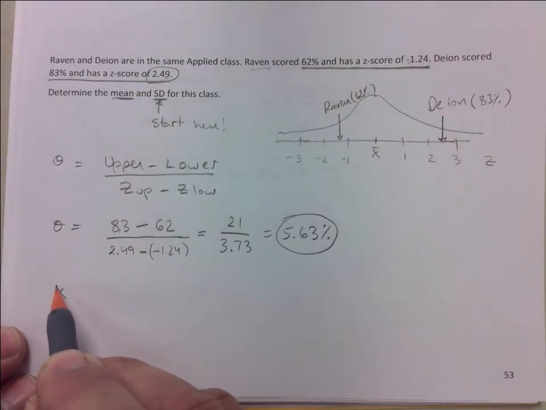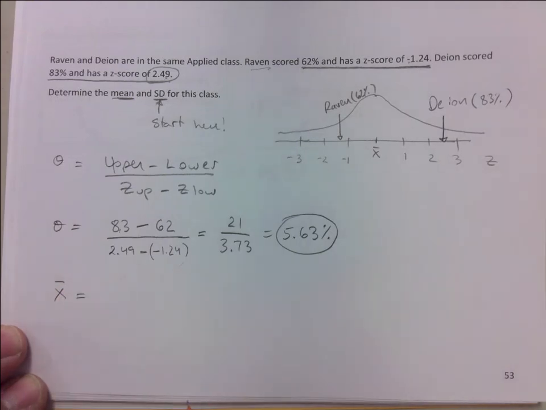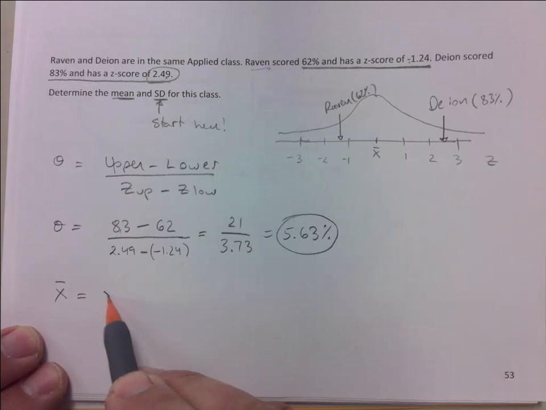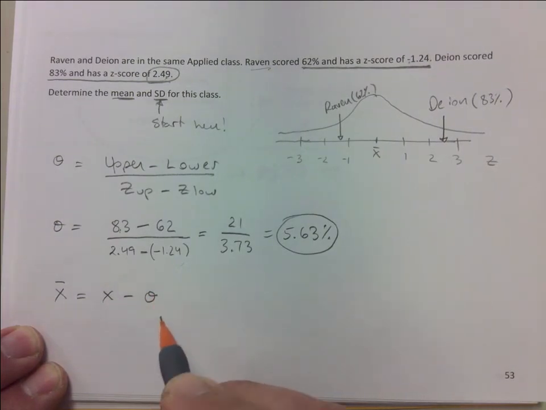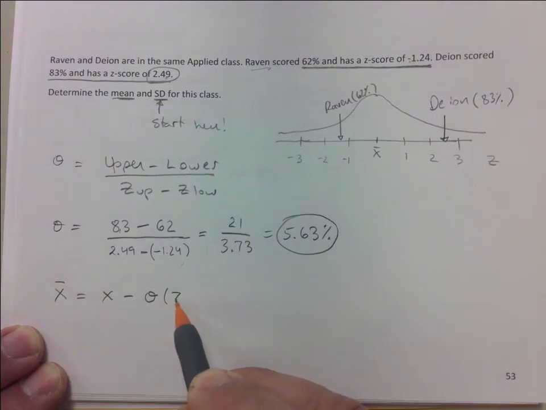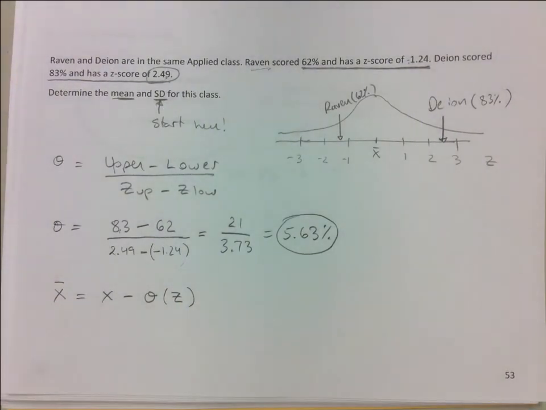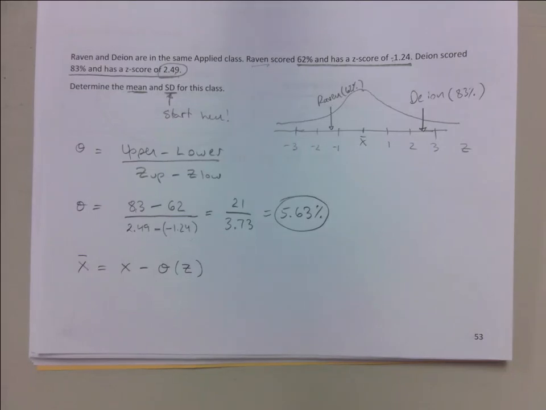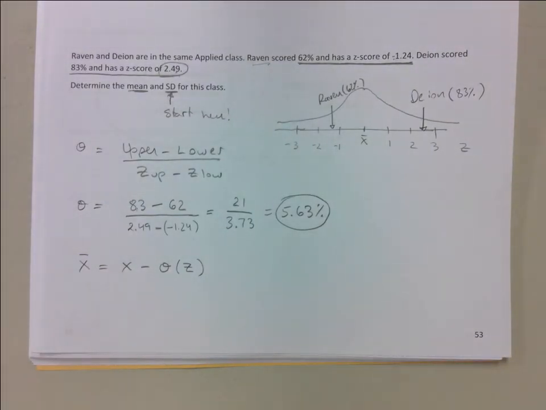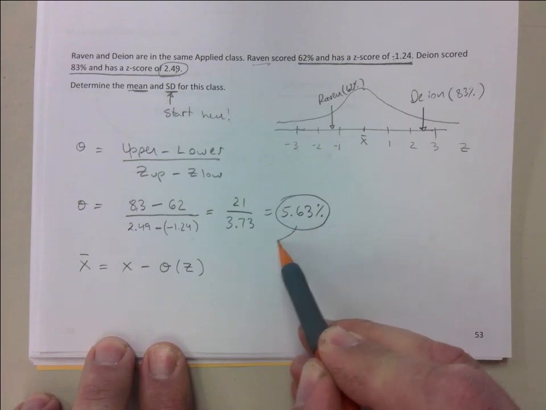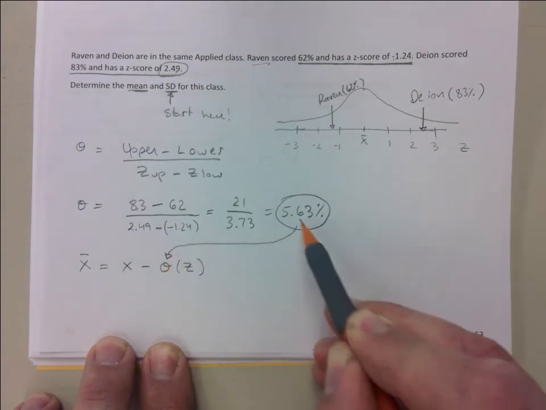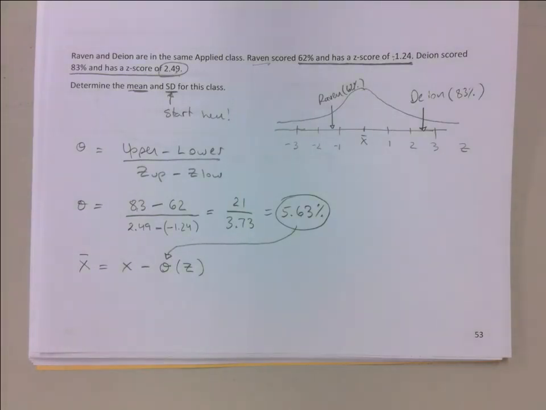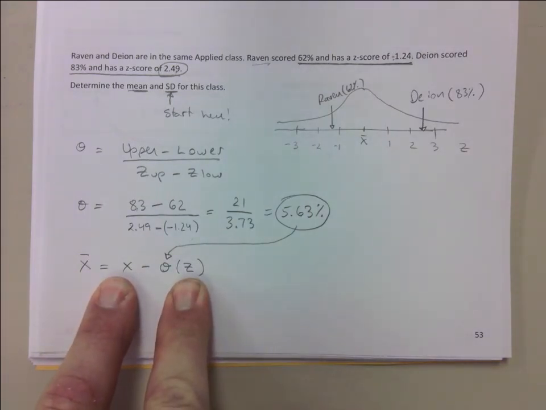Part number two is to find the mean. We use that other formula, which is x minus standard deviation times the z-score. And here you just have to be very careful. This one is non-negotiable, right? Once you get your answer, you put that in there. The problem is x and z. You're paying attention, it's early in the morning.